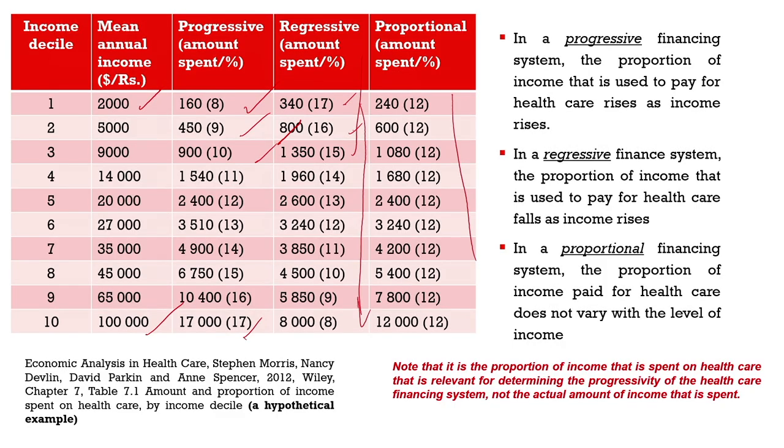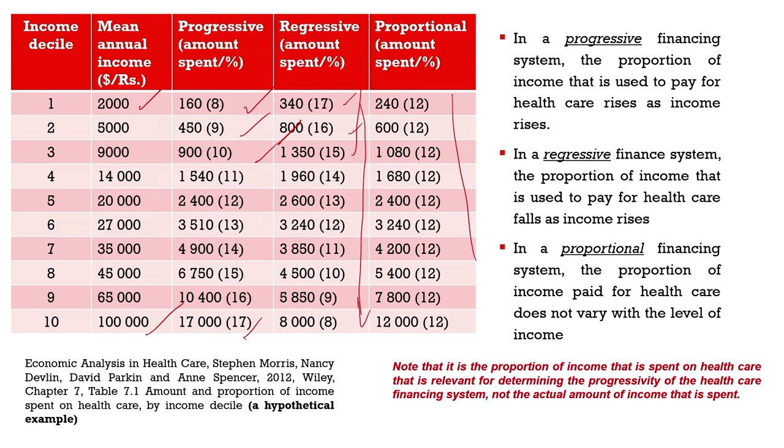Now, here we are not really trying to conclude which form of system is better or worse for people within the society, because that is an issue of value judgment. But this is how we define progressive or regressive healthcare systems, and depending upon the economic system within which we are functioning, governments may adopt one or more of these systems of healthcare financing in different combinations. But one must note here that it is the proportion of income that is spent on healthcare which is relevant for determining the progressivity of the healthcare financing system, and not the actual amount of income that is spent on healthcare.